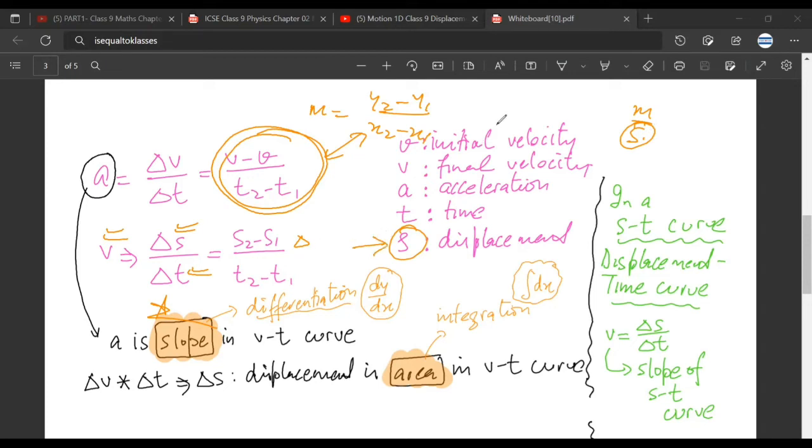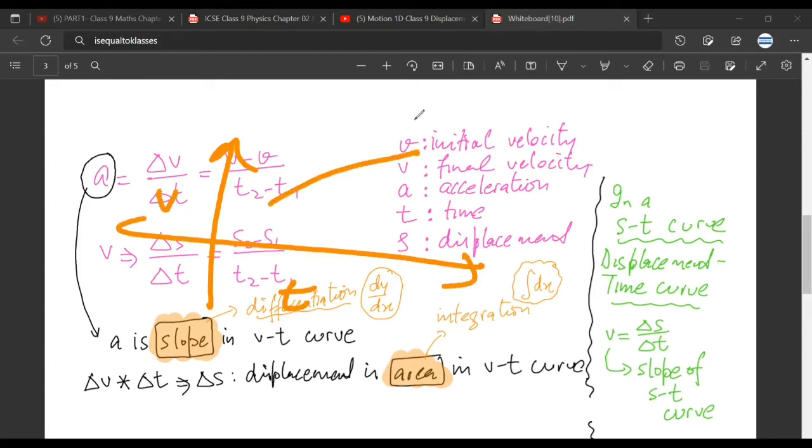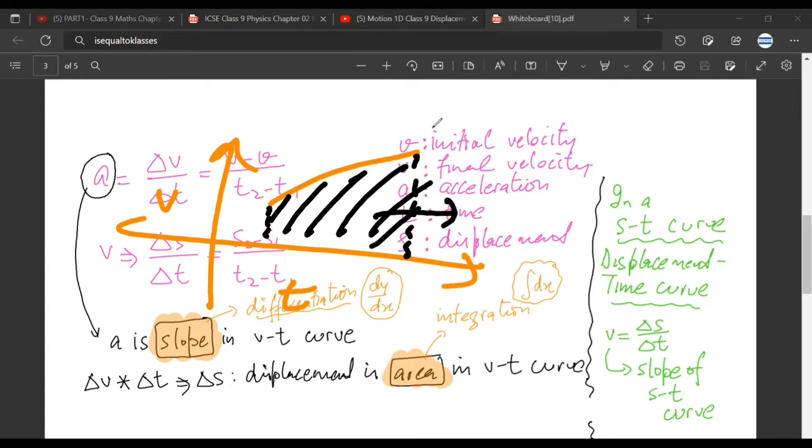So now if you look at the formula of delta s, that is the displacement would be given by v into delta t. Is it making sense? Yeah. And that is why velocity multiplied by time is the area under the curve of velocity time. Is it making sense now? Are you able to connect? Yeah. So that is why, when you look at a velocity time curve, the area under the curve gives me the displacement. Is it making sense? Yeah.